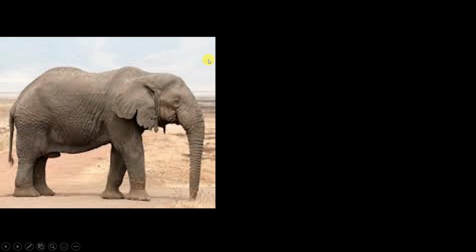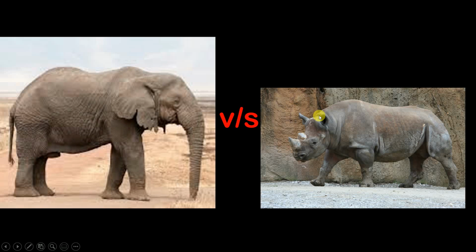Now here we are going to have a tug of war between an elephant versus a rhinoceros. Now this is going to be something of a tough battle. Am I right? Now also what we observe is that there is a tough fight between both of them, but still the elephant wins because it is able to apply that extra force and pull the rope toward itself.